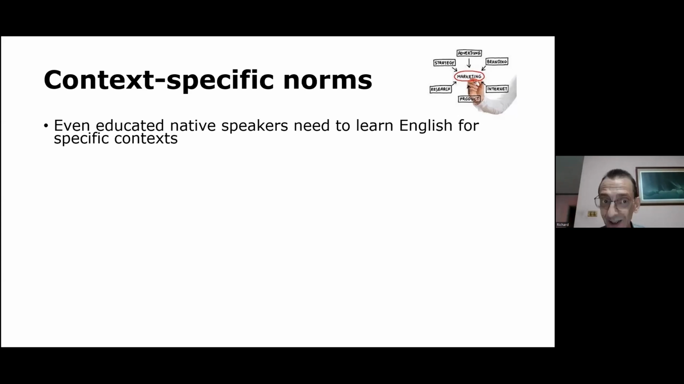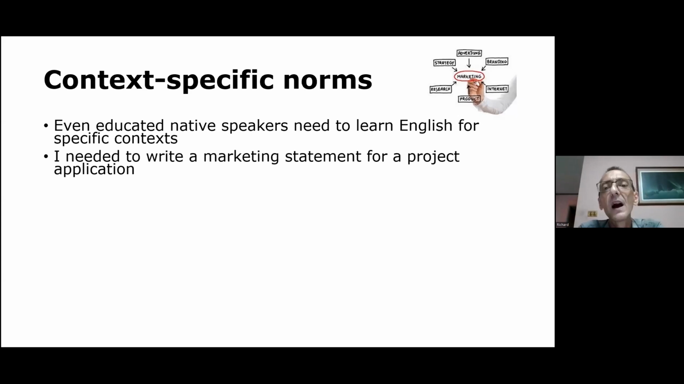I constantly need to learn English because as soon as I enter a context I'm not familiar with, I need to learn how language is used in that context. And as an example from a few months ago, I was writing an application for a project and it asked me to write a 150-word marketing statement. So I sat down and I wrote a 150-word marketing statement and I was proud of it.